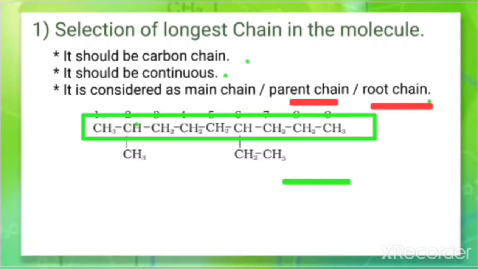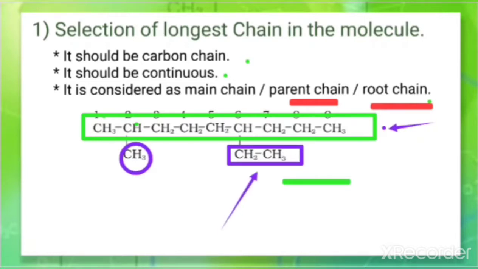Now we have already learned about substituents. How can we select the substituent? Once you have selected the longest chain, which we have marked with a box, whatever is remaining that is not within this is the substituent. So here we can circle the substituents: the methyl group is a substituent here, and one more substituent is here, that is CH2CH3, that is C2H5, ethyl. So this one is the main chain, and these two are the substituents.